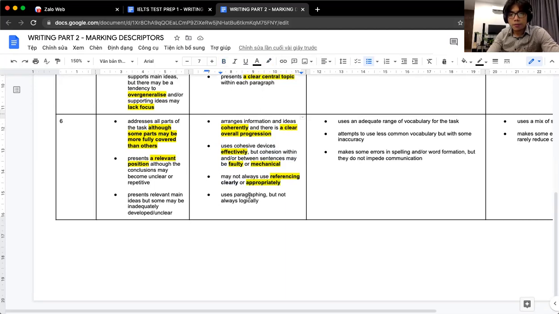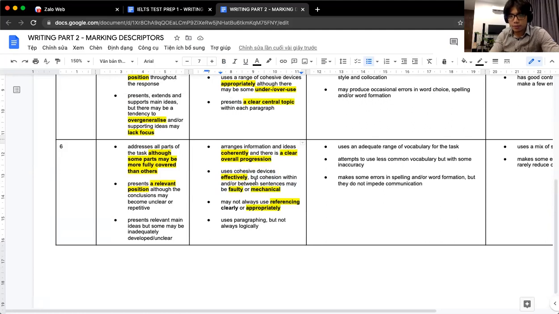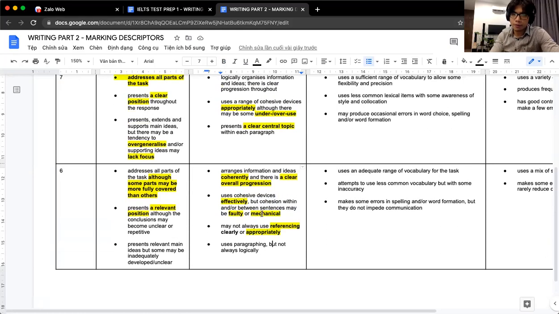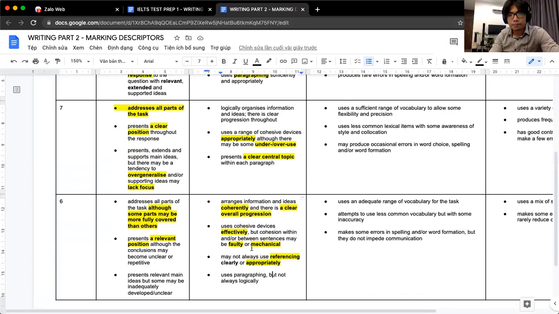And the last one, you use paragraphing, but not always logically. Okay, so that means you messed up your paragraphs. They don't have a focus, they don't have a connection. They don't have a clear purpose. So yeah, not logically.